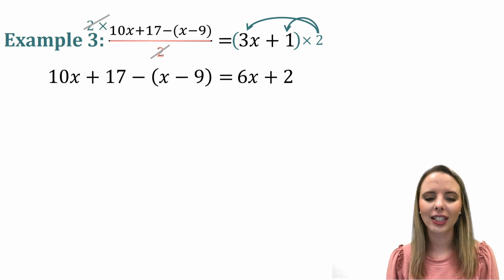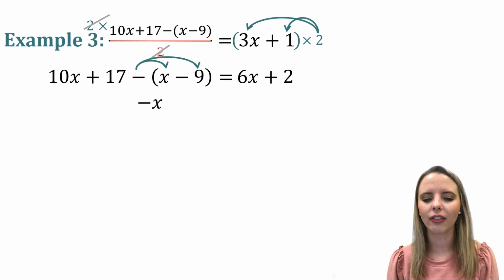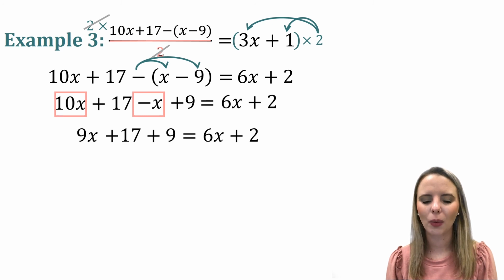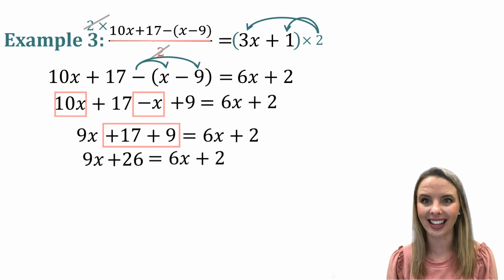Now, we have 10x plus 17 minus the quantity of x minus 9. We can do this. Now, we need to distribute this negative. But what is that negative? It's a negative 1, right? So negative times x is negative x, and negative times negative 9 is positive 9. We need to bring down the rest of our equation. And we want to simplify our left-hand side. 10x and negative x, 9x. We're going to bring down everything else. Plus 17 plus 9. What does that simplify to? 26. We need to bring down the 9x and bring down the right-hand side.